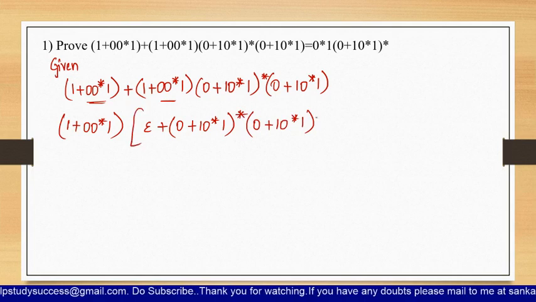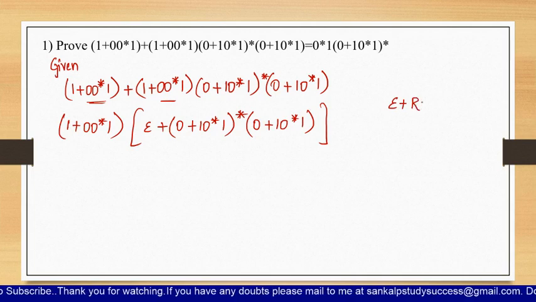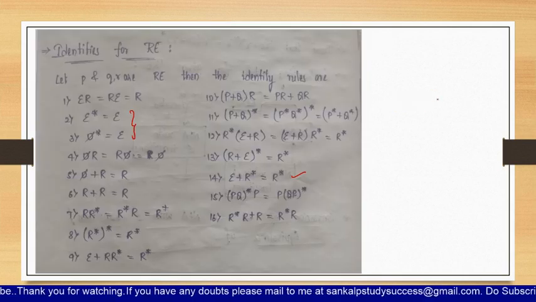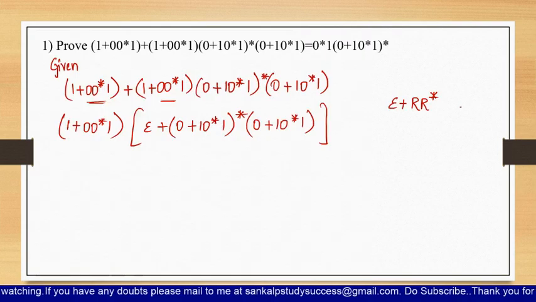Now, if you carefully observe, these terms are same, 0 plus 1 0 asterisk 1. For this there is whole asterisk, but for this there is no whole asterisk, which is of the form epsilon plus r into r asterisk, right? What is epsilon plus r into r asterisk? See here, the ninth one, epsilon plus r into r asterisk is nothing but r asterisk. So, which is equal to r asterisk.